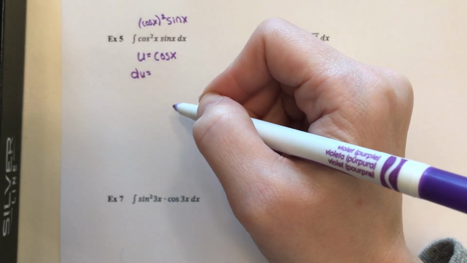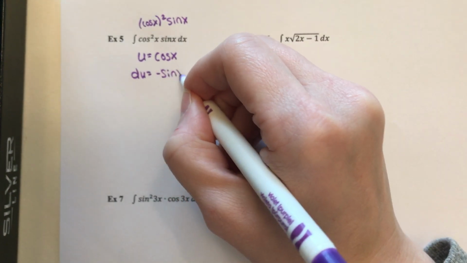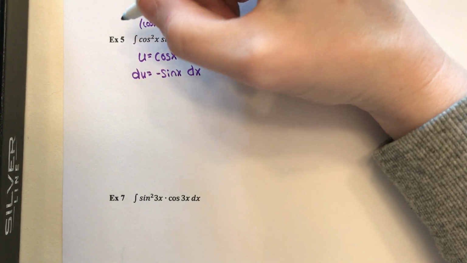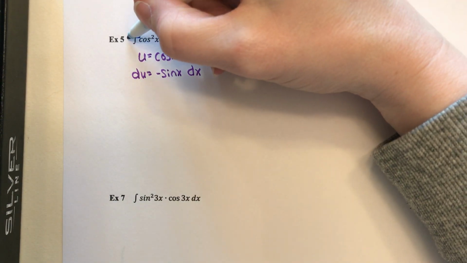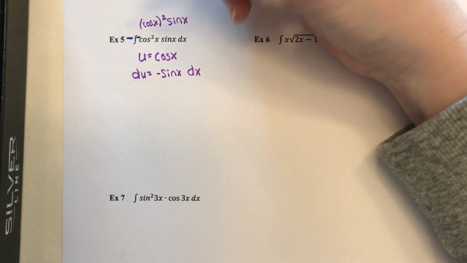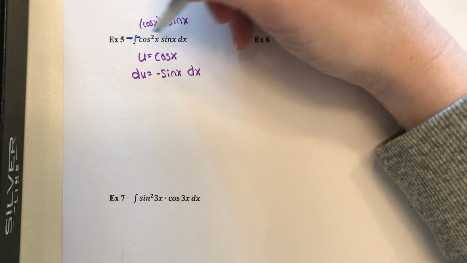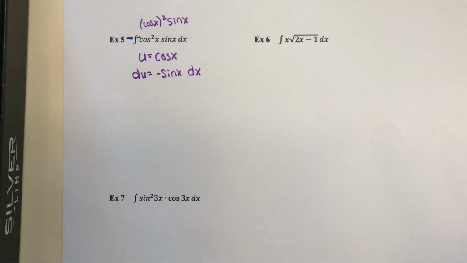Du, the derivative of cosine is negative sine. So in this one, I do have to add something in. I don't have a negative sign. I have a sine. So I'm going to put in a negative because I need it, but I'm going to balance that out with another negative on the outside. So really, I didn't change the problem. A negative times a negative is a positive, but I fixed it so that I have a negative sine x dx in the problem.